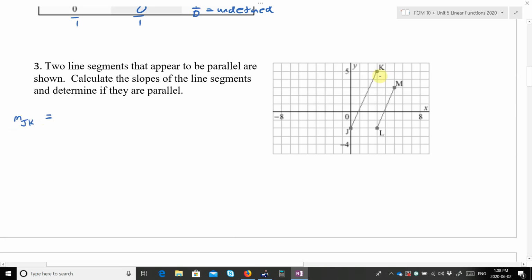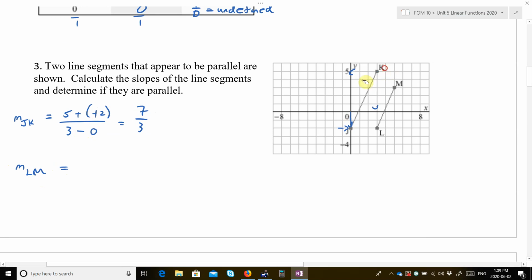You have to do y2 minus y1. The y2 is 5, the y1 is right here at negative 2, so 5 minus negative 2. x2 is at 3, and x1 is 0, so 3 minus 0. So we add the opposite and get 7 over 3 as the slope for JK. And then we need to figure out the slope for LM.